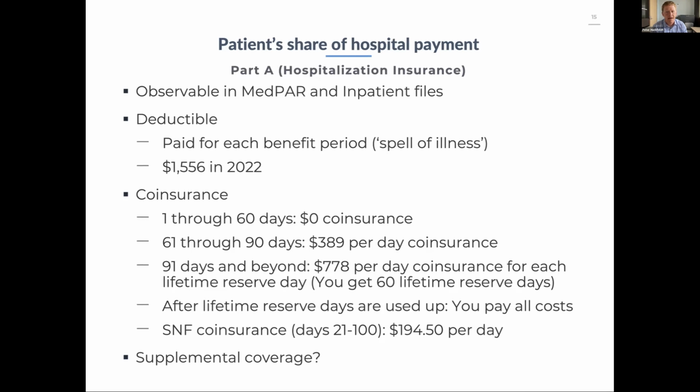And then beyond the deductible, there is coinsurance. For the first 60 days of hospital care, there's zero coinsurance. As you have more days in the hospital, coinsurance kicks in at 61 through 90 days, and it goes up after 91 days. And as you can see from this slide, there really is substantial cost sharing if a patient has traditional Medicare coverage, but no supplemental coverage.